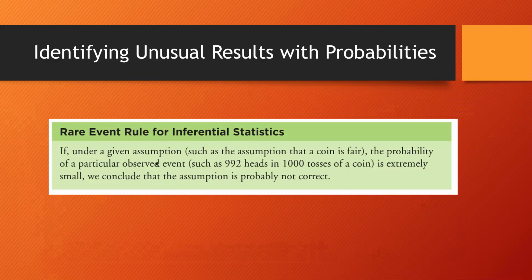So again, the rare event rule, right? If under a given assumption, such as the assumption that a coin is fair, the probability of a particular observed event, such as 992 heads in 1,000 tosses, is extremely small, we conclude that the assumption is probably not correct. In other words, the assumption that the coin is fair. It's probably not fair.